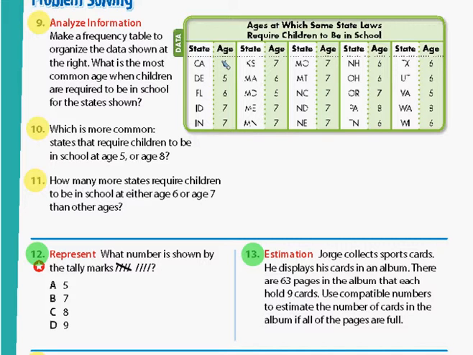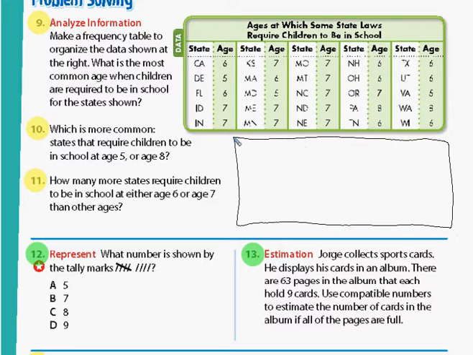Okay, question number 9. Analyze the information. Make a frequency table to organize the data shown at the right. What is the most common age when children are required to be in school for the states shown? So we need to make a frequency table, and you can see at the bottom of the page what a frequency table is. It has one that's not completely filled in there. I'll go ahead and draw it in to get you started.